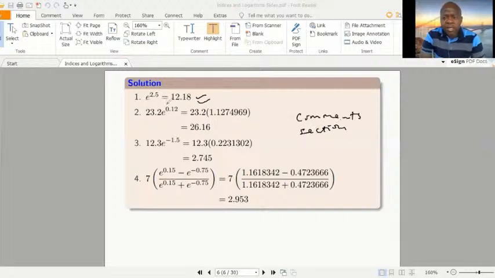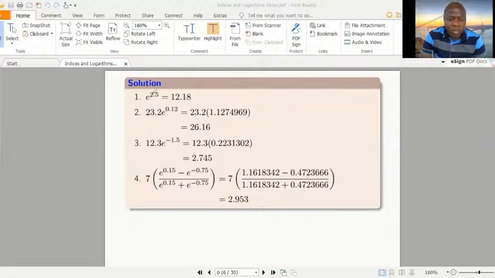But as I've already said, some calculators may require you to press shift first of all, and others may just require you to press E and then write 2.5. Others may not require the brackets. They just write E and then 2.5. Others may require E and then a bracket 2.5. So you just need to understand your calculator, what it requires, and then you get used to using your calculator.